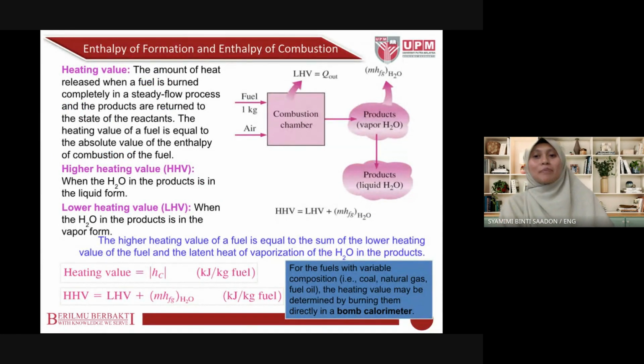Heating value, previously we saw in the calculation of the gas turbine cycle, we have the heating value. For example, the fuel usually around 40,000. Remember, 43,000, 42,000, 40,500 kilojoule per kilogram. Previously in gas turbine, right?